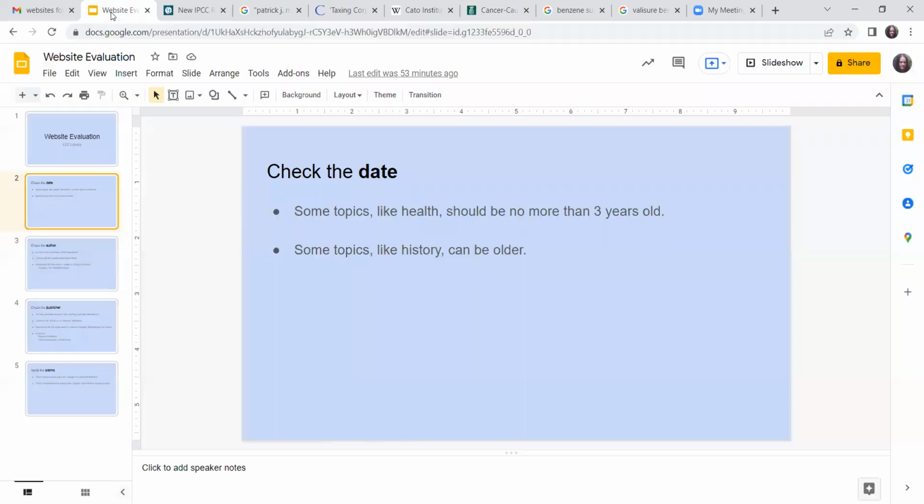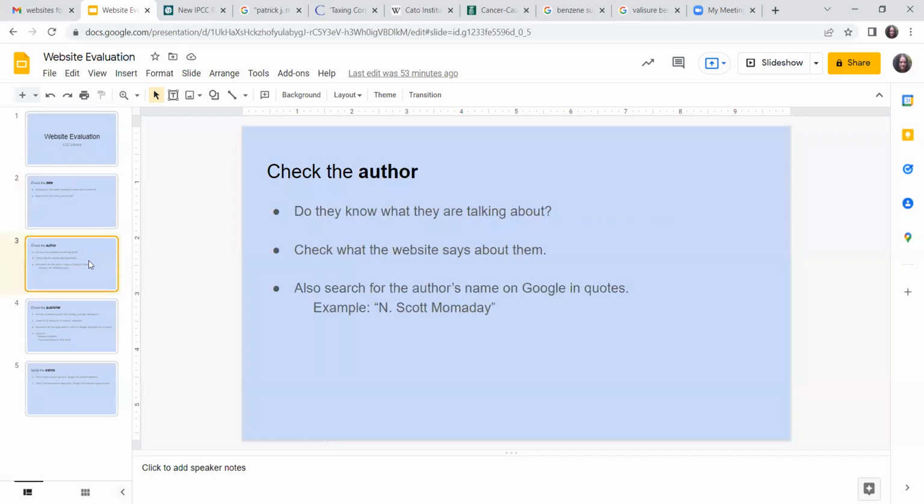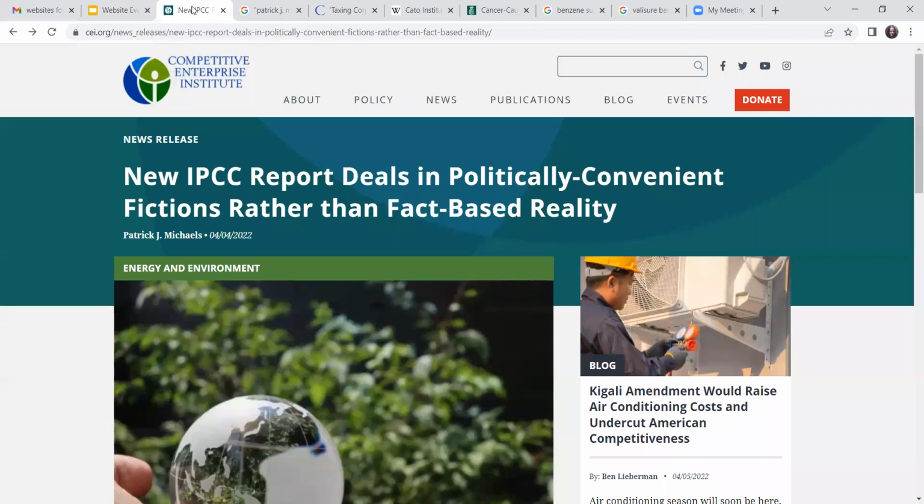The next thing you should do when you're looking at a website is to check the author of the website. Basically, you want to know, do they know what they're talking about? Should you really be willing to listen to them and use them in a paper? So let's take a look at one website. You can check to see what the website says about them. Like for this website, new IPCC report. This was a commentary on the new climate change report.